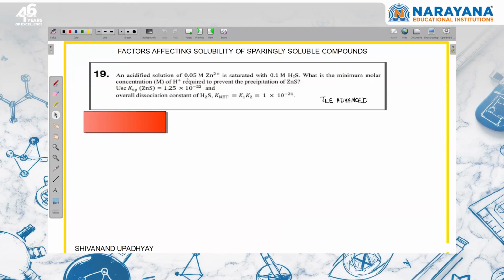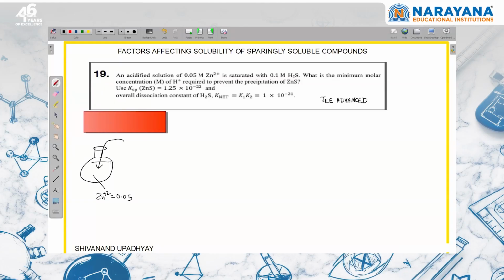An acidified solution of 0.05, ये भी JEE Advanced का question है, 0.05 molar of Zn2+ is saturated with respect to 0.1 molar H2S. What is the minimum molar concentration of H+ required to prevent the precipitation of ZnS, right? So हमारे पास एक solution है जिसमें Zn2+ ion aqueous state में है, and Zn2+ आयन का कंसंट्रेशन है 0.05. अगर मुझे precipitate करना है तो I will pass H2S गैस.